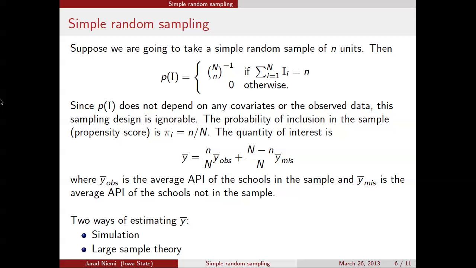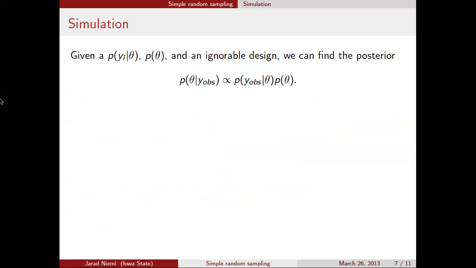There's what I just said. Y bar miss is the average of the schools not in the sample. So I'm now going to talk about two different ways of estimating that quantity: a simulation approach, and then an approach based on large sample theory. The simulation approach is more general, and it shows a computational approach to the problem. The large sample theory is going to work when big N and little n are both getting large.